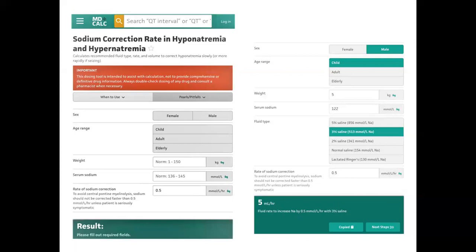You need not calculate anything here. You just need to put in some values: what values the patient has, and what the rate of correction is. You select that parameter, and you get the result. You just put that much in the infusion pump.